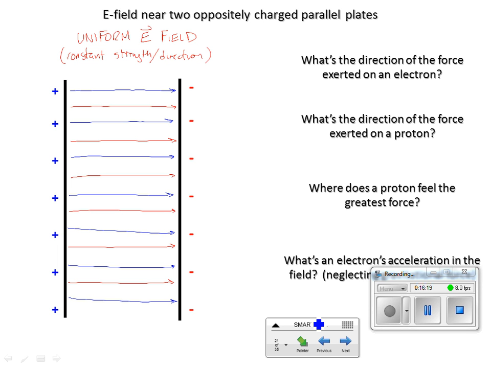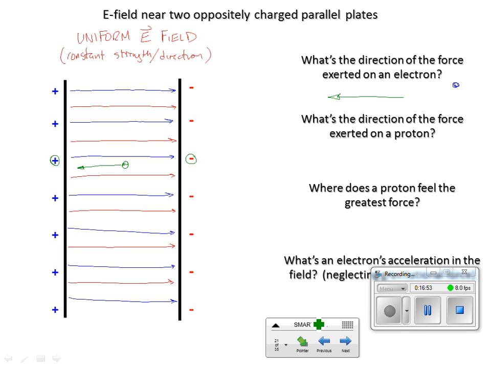Now, the direction of a force exerted on an electron. Well, we put an electron in here. The electron's negatively charged. Two ways to tell. Well, one is by the field. The field points right. Fields point, by definition, in the direction of a force that a positive charge would experience. This is a negative charge. It's going to be pushed to the left. And of course it is. Negatives will be attracted to that positive. Negatives will be repelled by those negatives. Okay, so left.